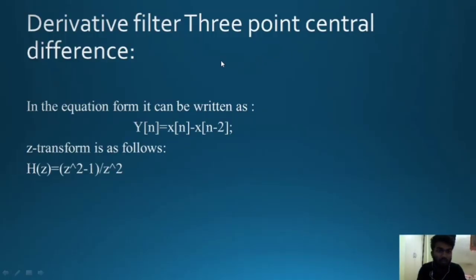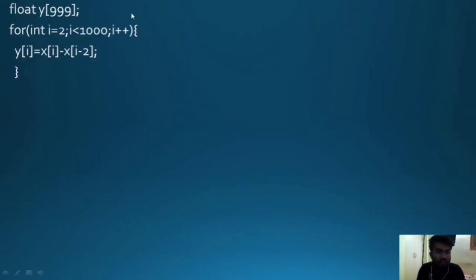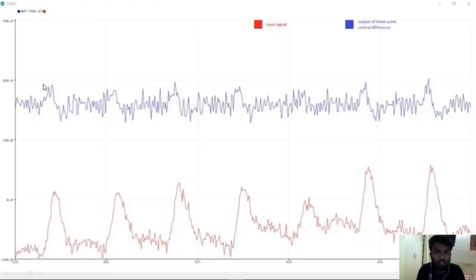Coming to the other one, it is the 3-point central difference filter. It is represented as y of n equals x of n minus x of n minus 2, and its z transform is as follows: H of z equals z squared minus 1 divided by z squared. And this is the mathematical equation or the code which will run on the Arduino board. The red color indicates the input signal we are given, and the blue color one is the output of the 3-point central difference filter, and this is also a high pass filter.